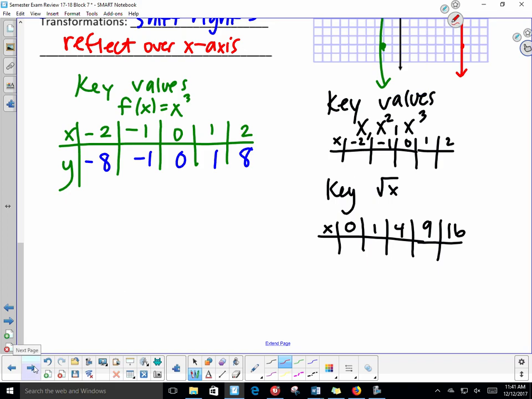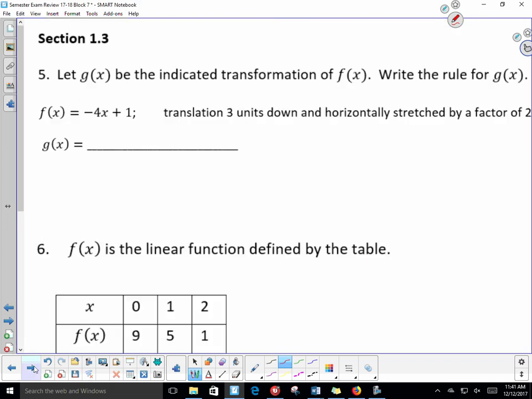All right, we're moving to 1.3. We are given a linear function, and the function is negative 4x plus 1. I want to take that function, move it down 3, and then horizontally stretch it by a factor of 2. Ashton, you're up first. How am I going to move that function down 3?